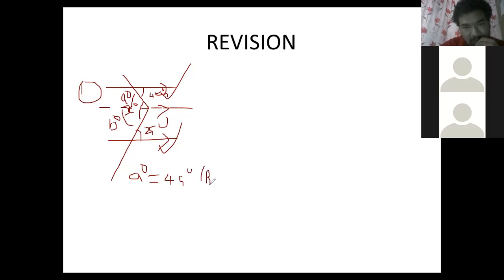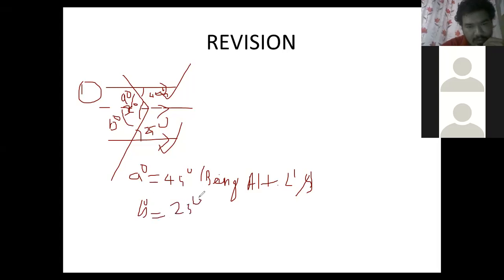I am writing short form here. Being alternate angles, okay? And B degree equals what will be there? 25 degree, being alternate angle. This also being alternate angle. Good. This also being alternate angles, same.